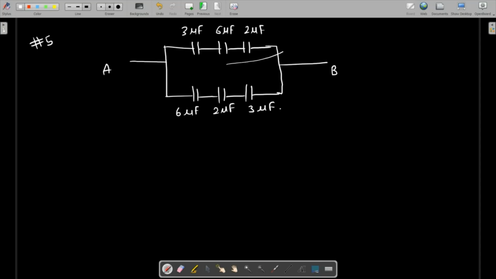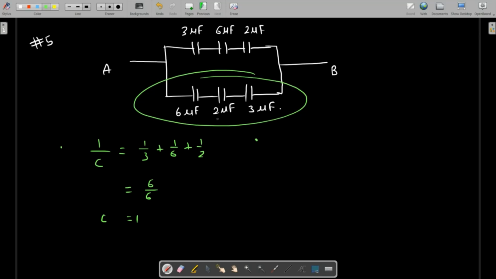So you're going to divide this in three parts. First, we are going to find the equivalent capacitance of the upper part, which is in series. So in series, that's going to be equal to 1 over C is equal to 1 over 3 plus 1 over 6 plus 1 over 2. So if we add this up, we are just going to get 6 over 6, which is nothing but 1. So C for the above one is 1.